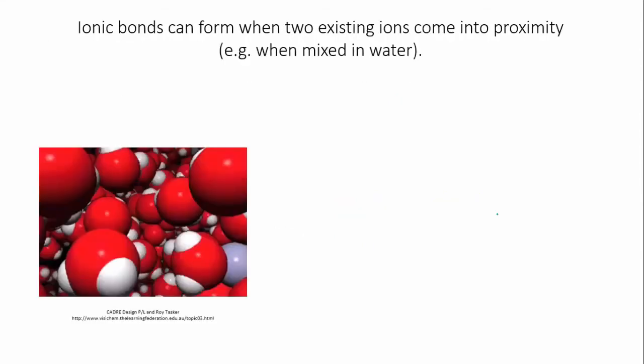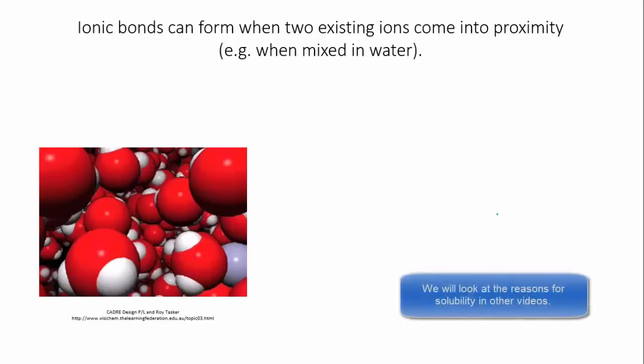So, ionic bonding occurs when a metal reacts with a non-metal. However, it can also occur when 2 existing ions come into proximity, such as when they're mixed in water. Many salts are highly soluble in water, which means the ions separate among the water molecules. But take silver chloride, which is an insoluble salt.